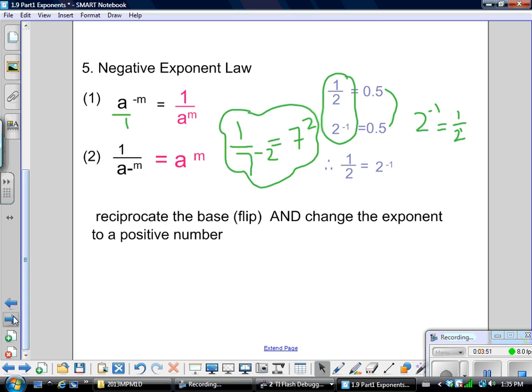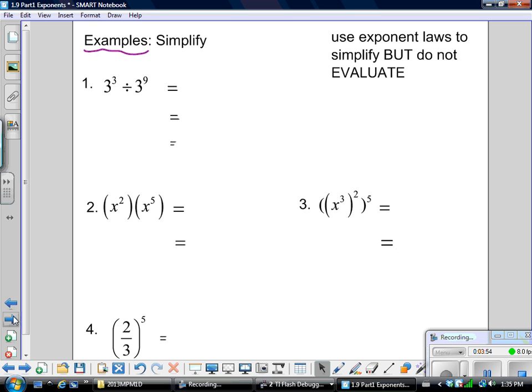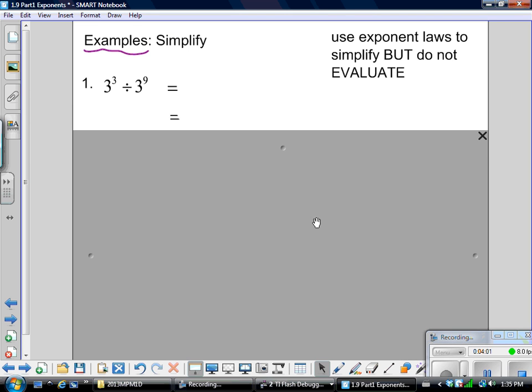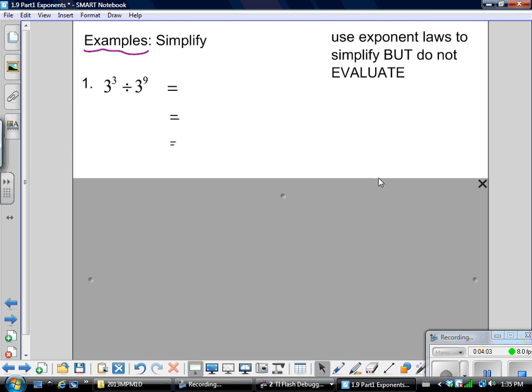Okay, so let's take a look now at some examples. The first example, and actually for all of them today, says the word simplify. What the word simplify means in this case is you're going to use exponent laws to simplify, but do not evaluate. In other words, I know what the answer here is going to end up being: 3 to the negative 6. I don't want to know what that number is. I just want it to be simplified.